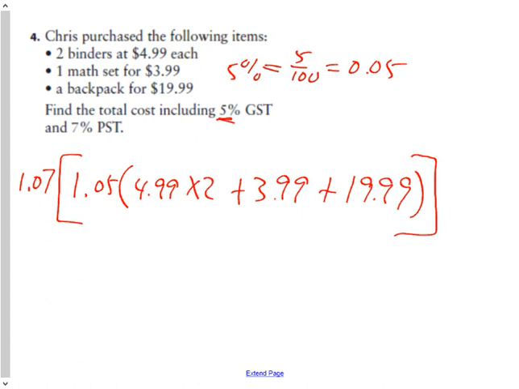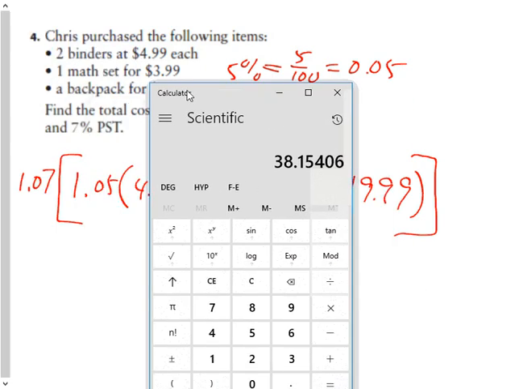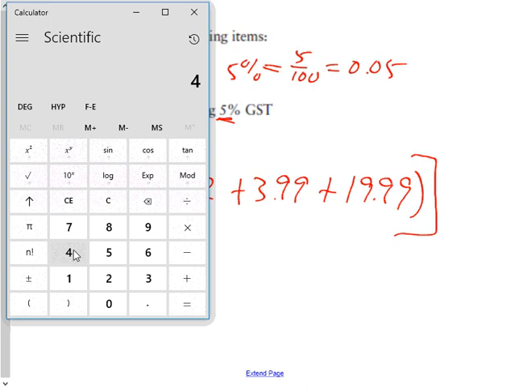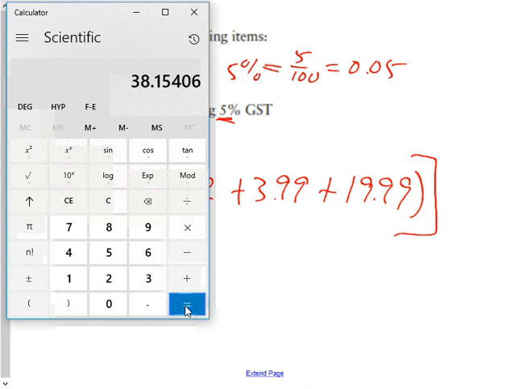Once we do that, if we grab our calculator, what is 499 times 2 plus 399 plus 1999? Get that as an answer, then multiply it by 1.05. Get that as an answer, then multiply that final answer by 1.07. And your answer is $38.15.